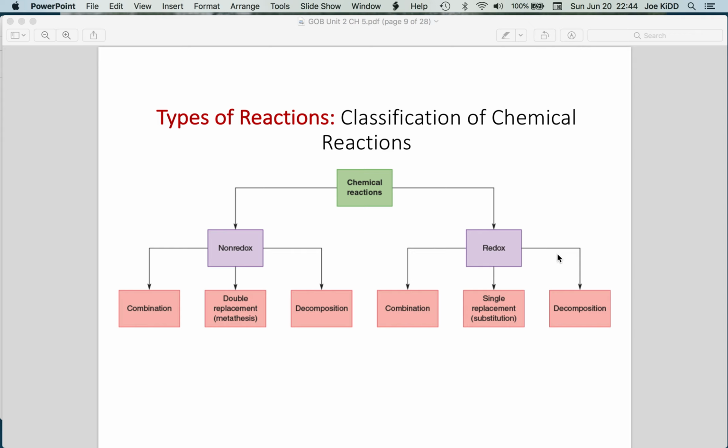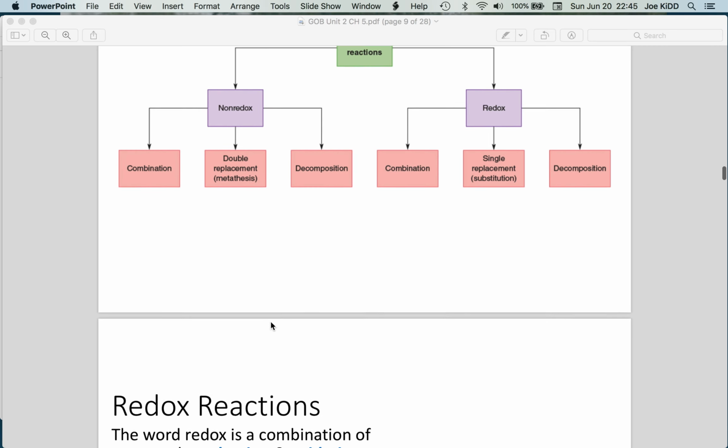There's two general flavors of chemical reactions. We have redox reactions and non-redox reactions. And under those flavors, we have things like combination and decomposition. Those probably seem pretty straightforward, things adding together or things breaking apart. And then we also have the concepts of single replacement and double replacement. Depending on the resources you are using, this might be called single displacement or double displacement. They mean the same thing. It's just a matter of where you're getting your resources from.